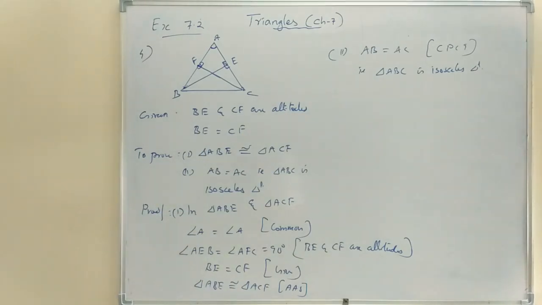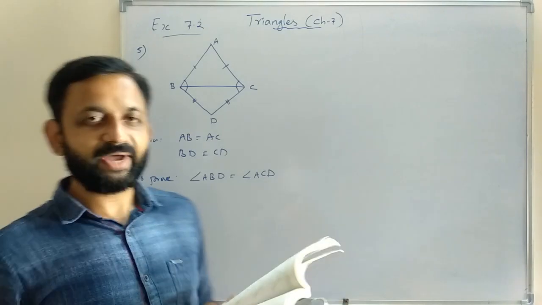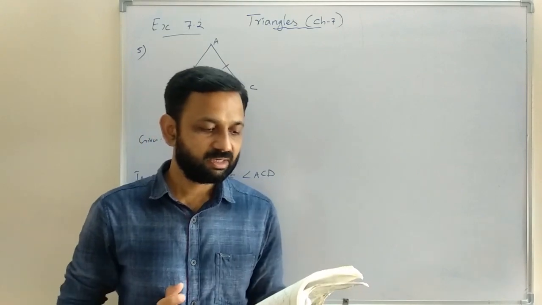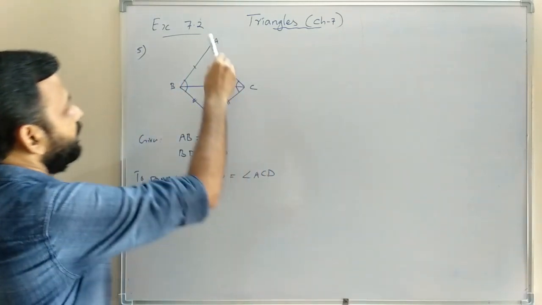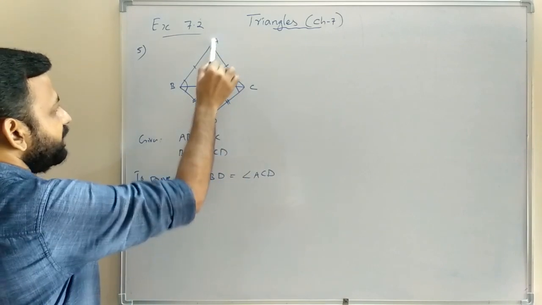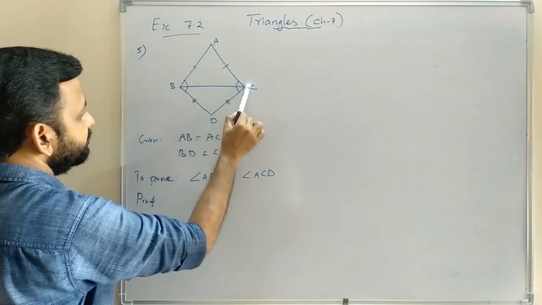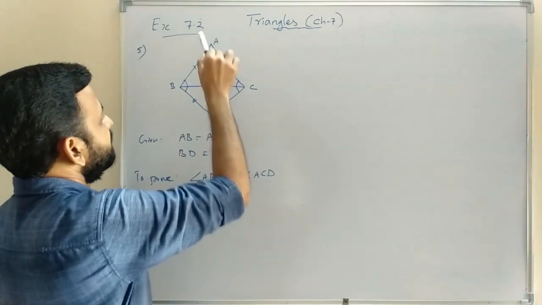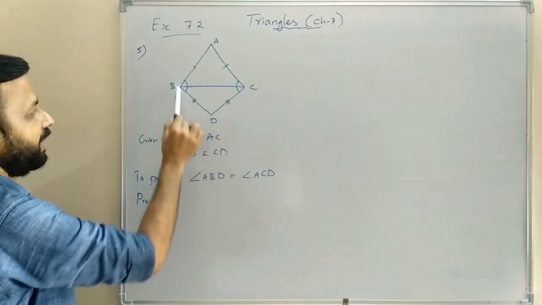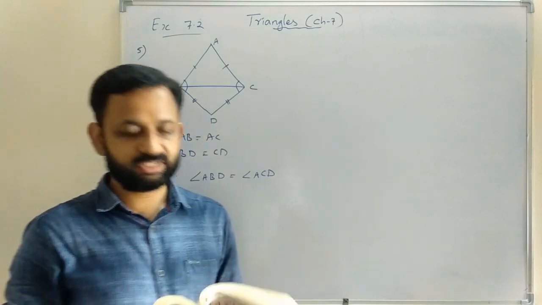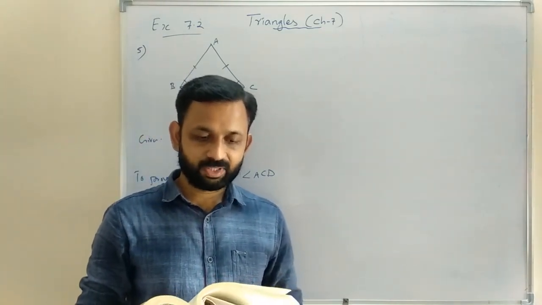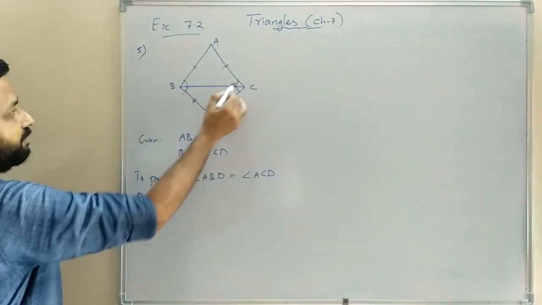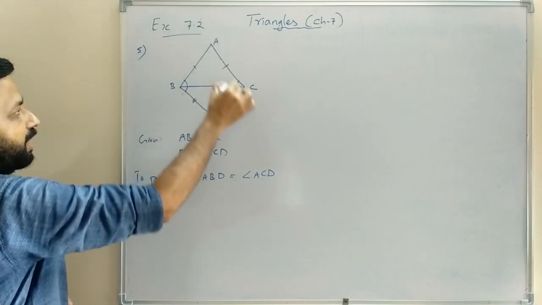Now we will do question number 5. ABC and DBC are two isosceles triangles on the same base BC. This is an isosceles triangle and this is also an isosceles triangle on the same base BC. That means AB equals AC and BD equals DC. So these are the given conditions. Then we need to prove, show that angle ABD equals angle ACD.